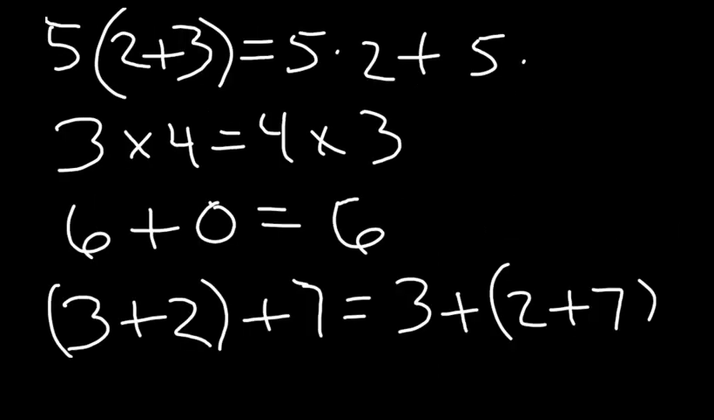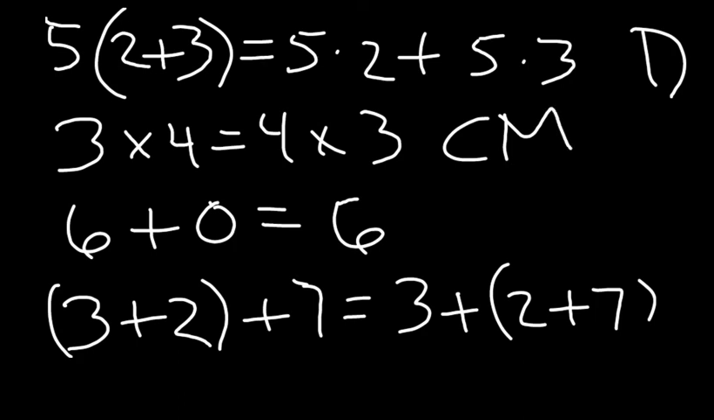Okay, time to practice. See if you can figure out which properties these are. The first one is distributive. We're just going to abbreviate that with a D. The second one is commutative of multiplication, or CM. The third one is additive identity, or AI. The fourth one is associative of addition, or AA.